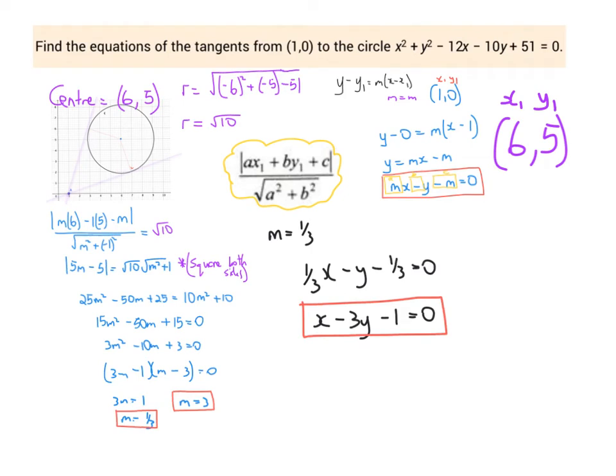And then the last one, we have m equal to 3. So that's going to give us 3x minus y minus 3 equal to 0. And so that's our two equations for the two possible tangents from this point here, the point 1, 0, to the circle.